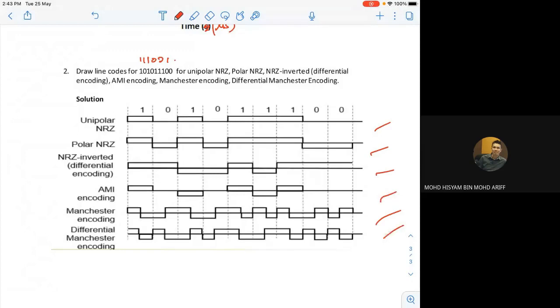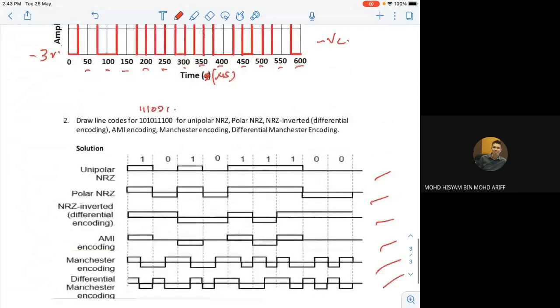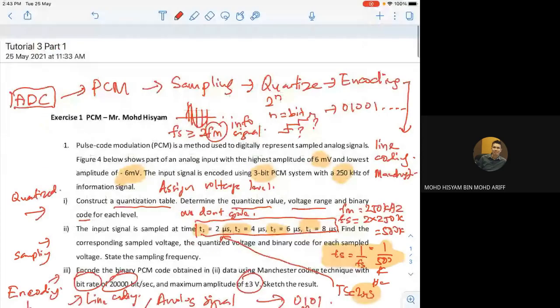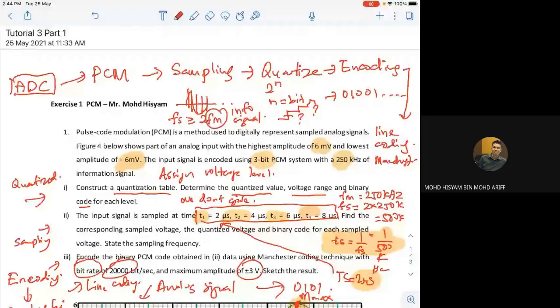Now we want to stop this class. Recap before we stop. I have a meeting at 3 o'clock. Recap again: first of all, you must know the Mmax, the Mmin, and then the 3 bit, why?